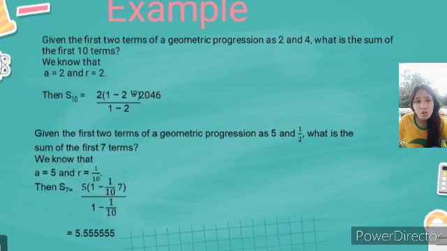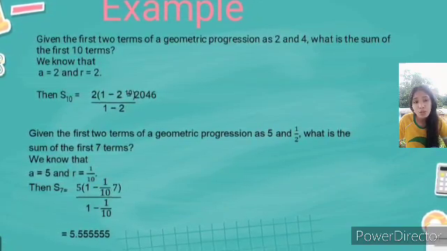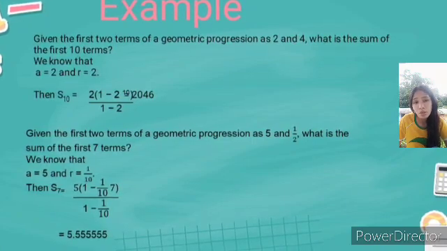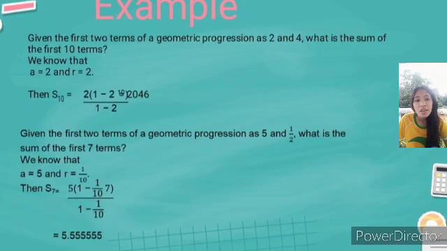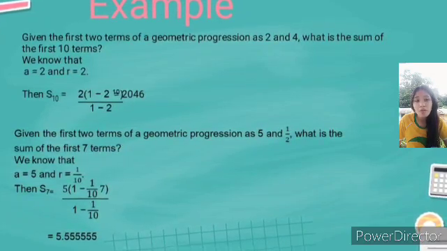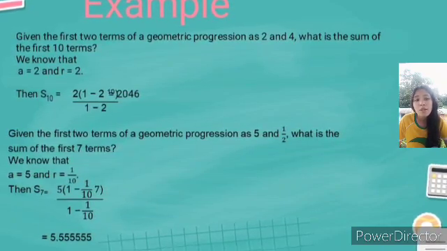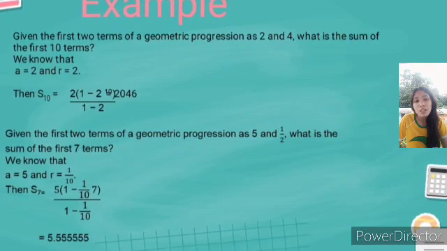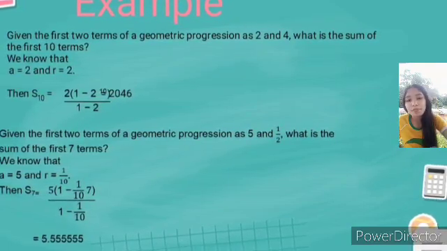Given the first two terms of a geometric progression as 5 and 1/2, what is the sum of the first 7 terms? We know that a is equal to 5 and r is equal to 1/10. Then S subscript 7 is equal to 5 times the value of 1 minus 1 over 10 raised to 7, over 1 minus 1 over 10, which is approximately 5.55.